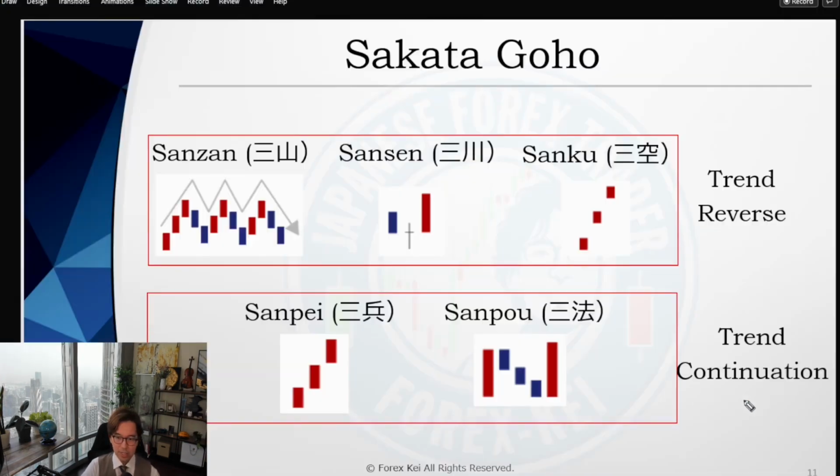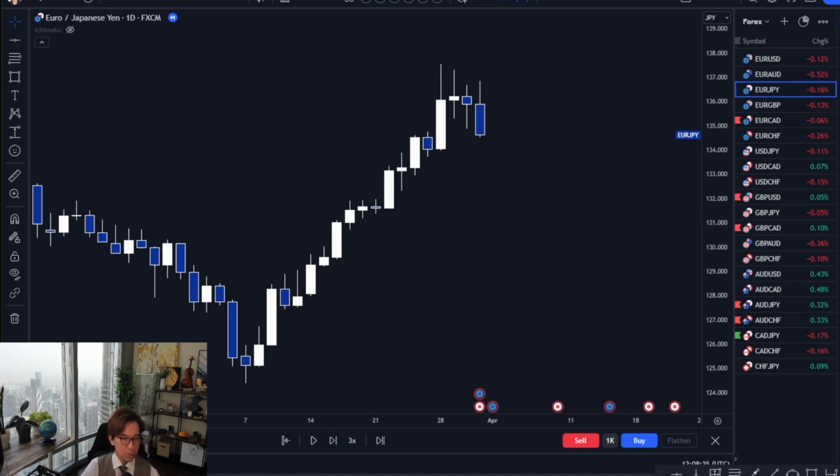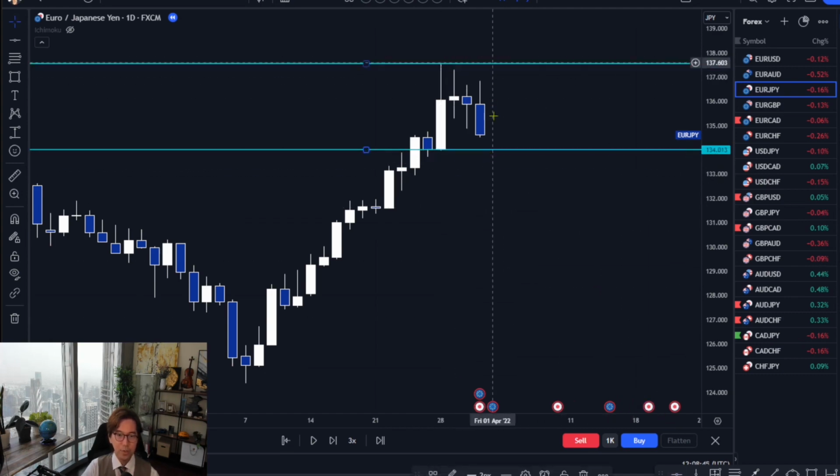So sample is considered to be the trend continuation pattern if the market has been bullish and you see this pattern and it breaks bullish, this way. But if it breaks bearish, like this, then this can be the trend reverse pattern. So in this case, let's see which way the market breaks. Let me mark the high and low of this big white bullish candlestick. So let's see which way it breaks.